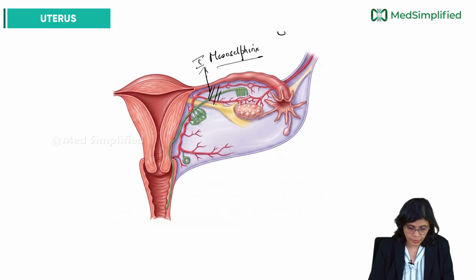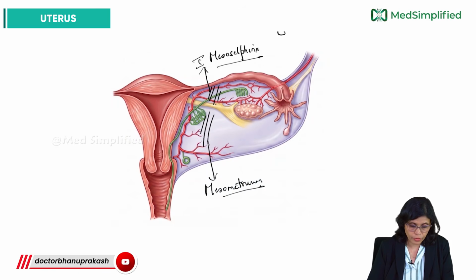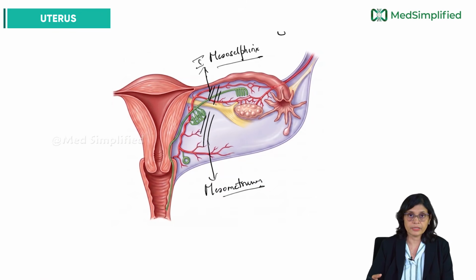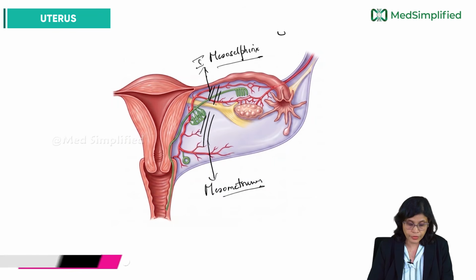So mesometrium is the part of the broad ligament which extends from the pelvic floor up to the ovary. Okay, so this portion we call the mesometrium, extending from the pelvic floor up to the ovary. It extends up to the ligament of ovary as well as to the body of the uterus. All these parts it will include: the ovary, the ligament of ovary and the body of the uterus. That portion we call the mesometrium.